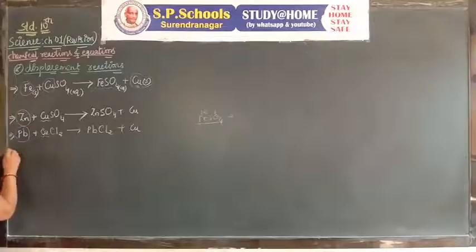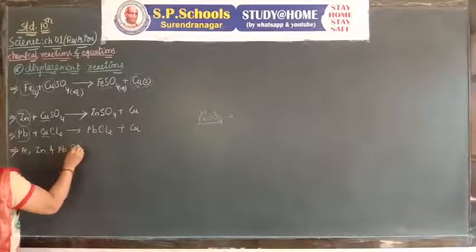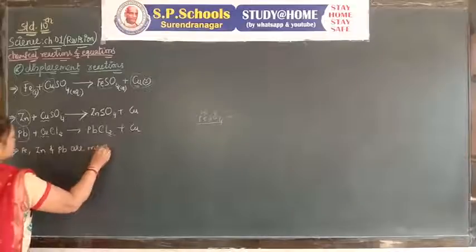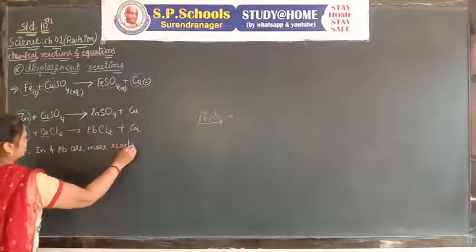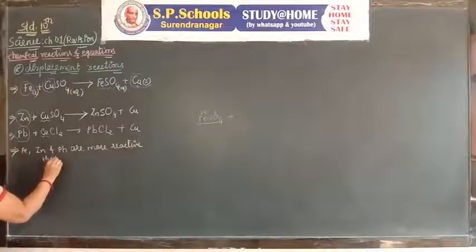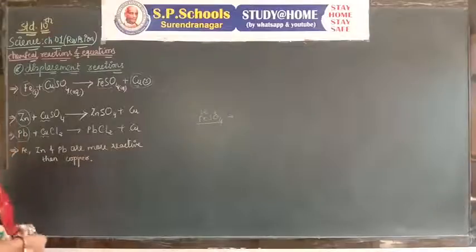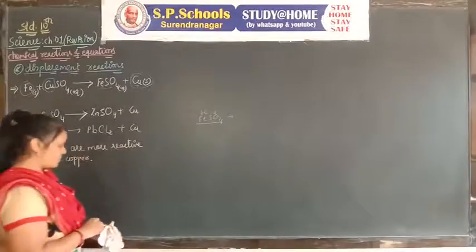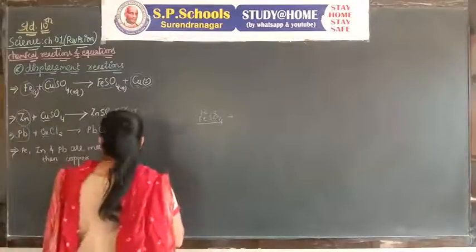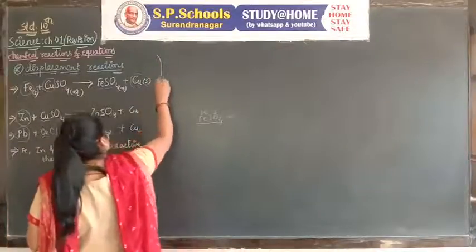So here we can say that Fe, Zn and Pb are more reactive than copper. This is called displacement reaction. What about double displacement reaction?